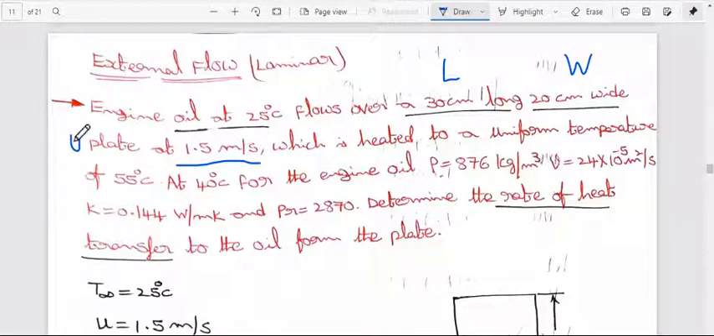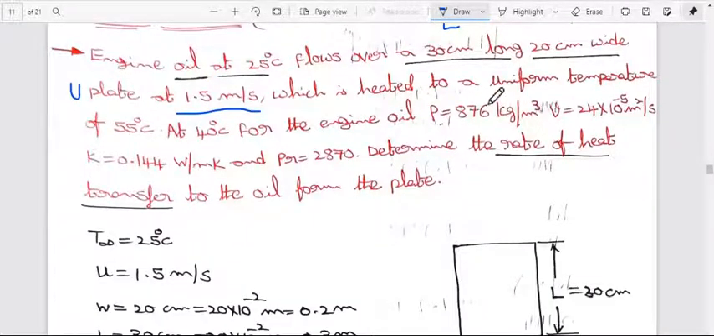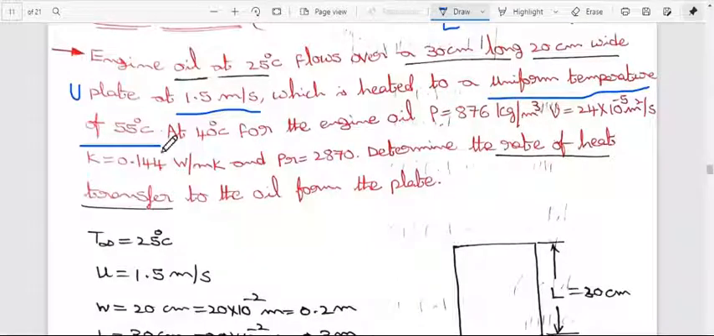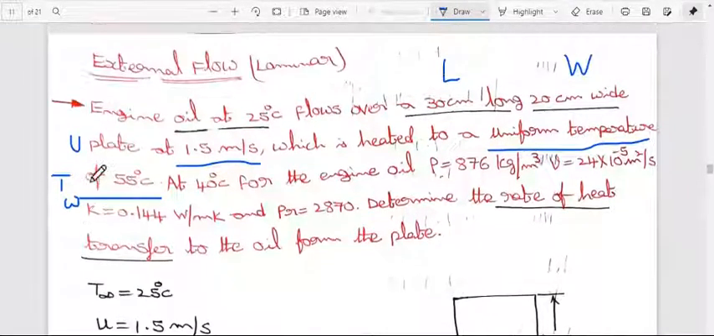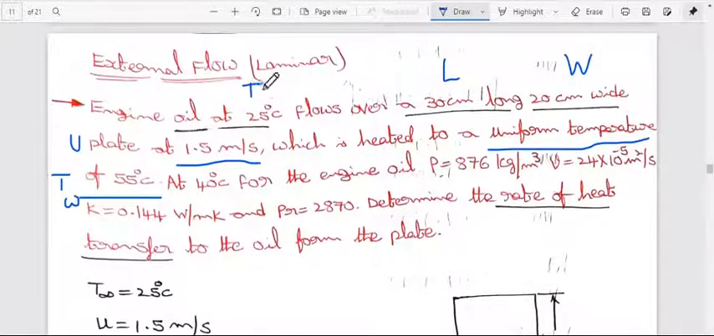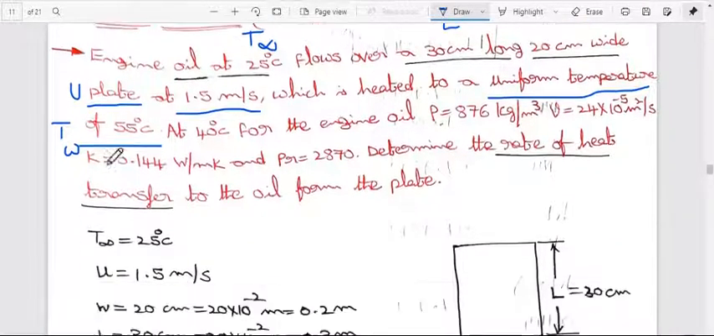Meters per second means velocity. The plate is heated to a uniform temperature of 55 degrees. That means TW is the wall temperature, or otherwise T surface, equal to 55 degrees, and this is the engine oil temperature. That means the fluid temperature is T infinity. So what is the object? Plate, that means flat plate.